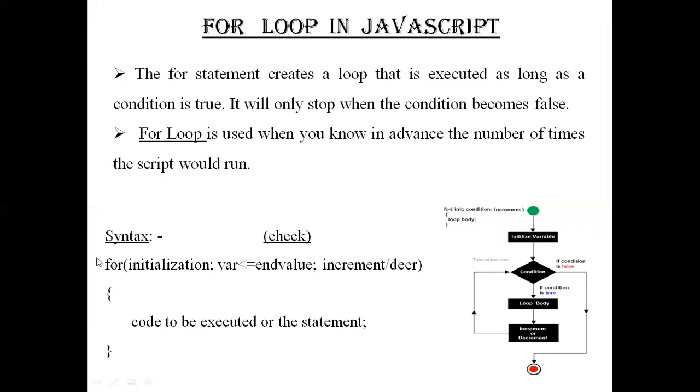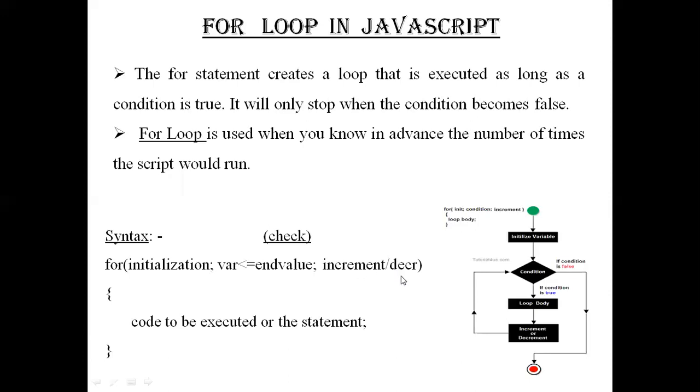So here there is the syntax: for, initialization, checking, and incrementing or decrementing. Here you have to initialize the value. If I say for a is equal to 1, then a is starting with 1. Then a is less than or equal to what is the end value? 10, 20 or n. Till n it will execute. And then either it will increment or decrement.